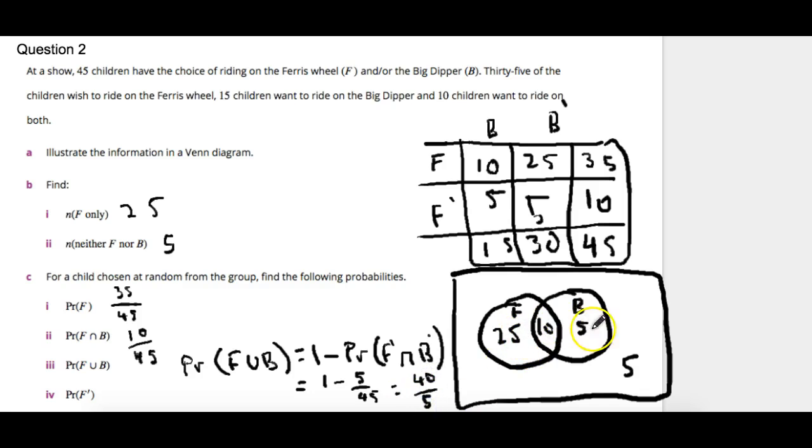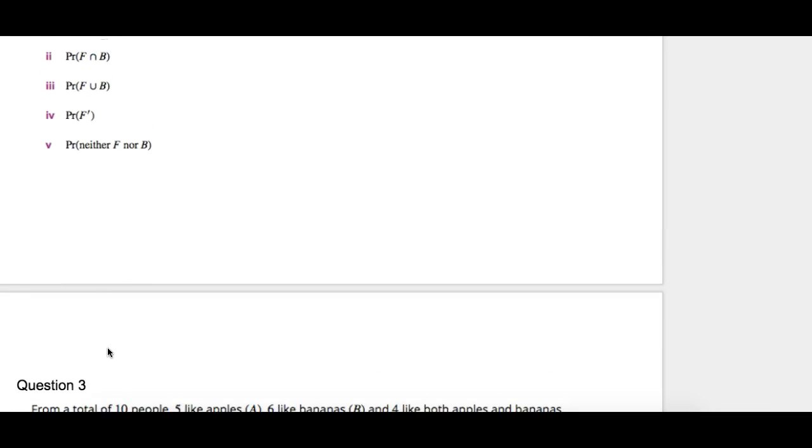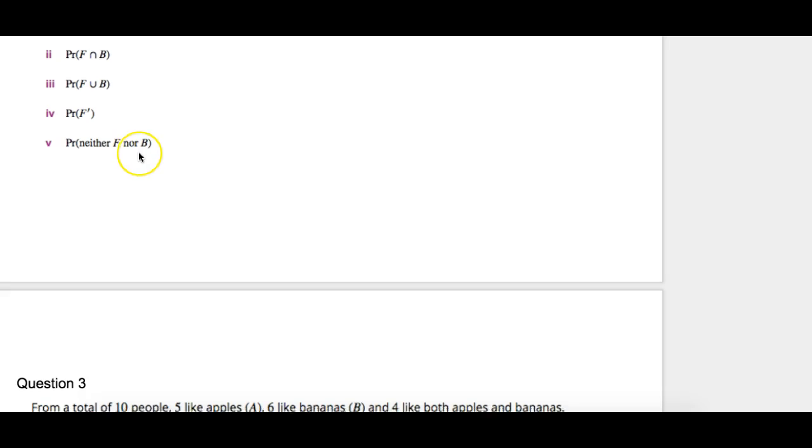So you could add them all up and do it that way, but sometimes it's easier, or not in this case, but I just thought I would show you how you could do that. If we want it to be F or B, it means we want everything except for not F and not B. So it's 40 over 45. Then lastly, the probability of not F is 10 over 45. And you can go ahead and simplify those fractions. All right, just with this last one, I didn't have it on the screen. So the neither F nor B was 5 over 45.